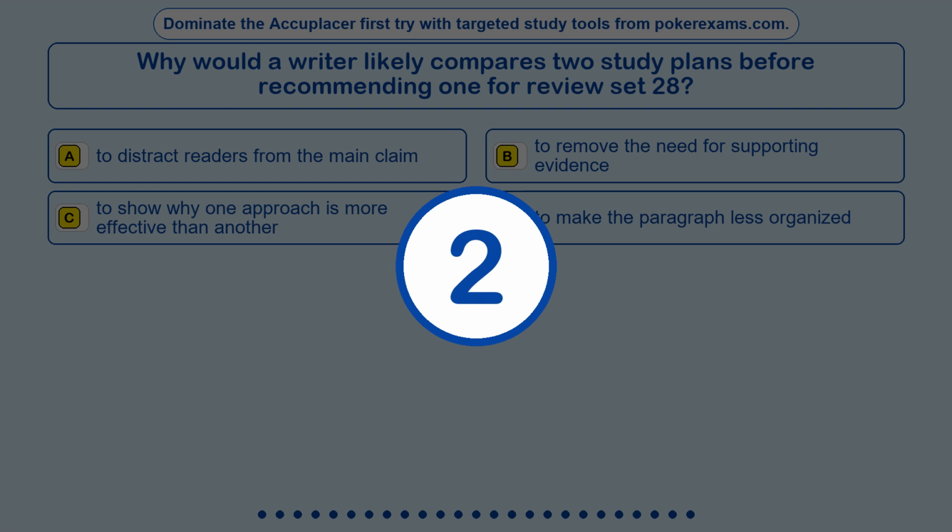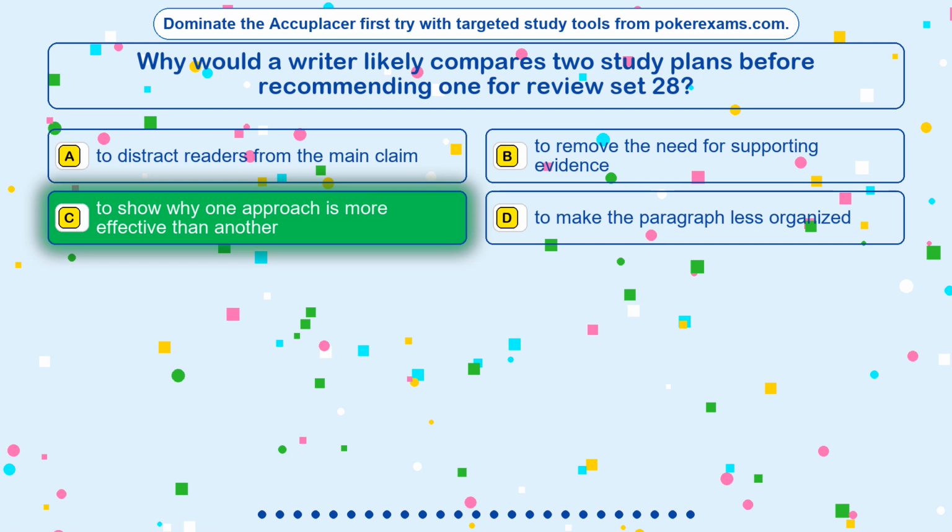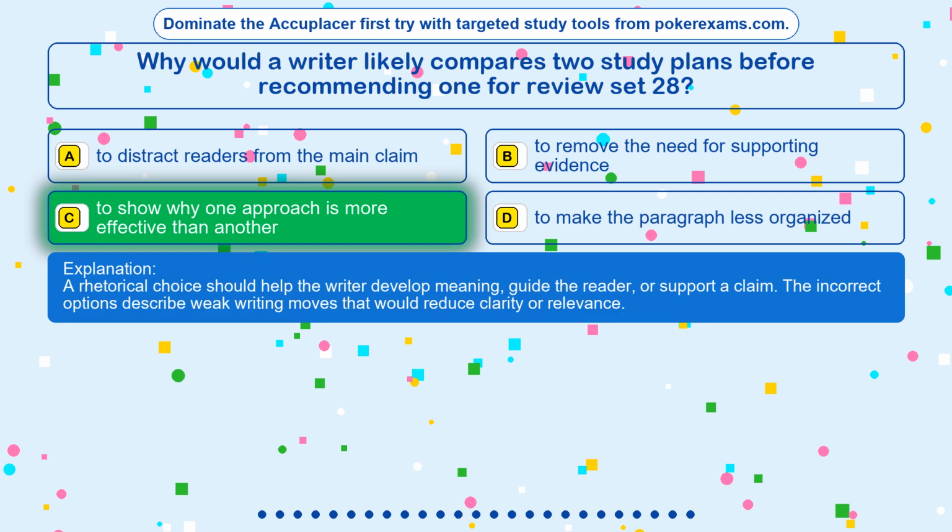The correct answer is option C. To show why one approach is more effective than another. A rhetorical choice should help the writer develop meaning, guide the reader, or support a claim. The incorrect options describe weak writing moves that would reduce clarity or relevance.